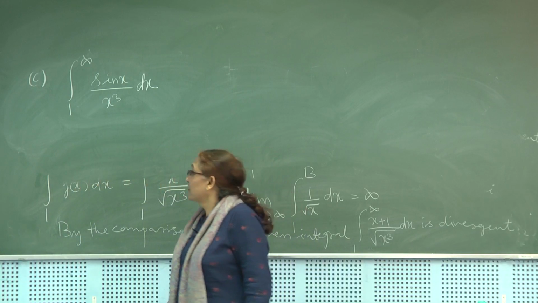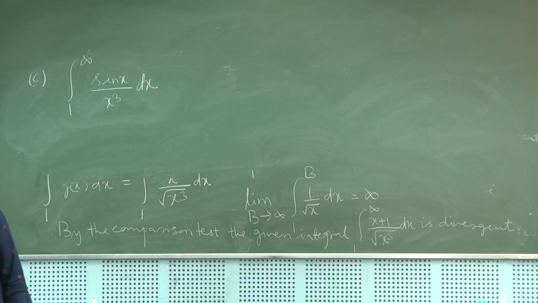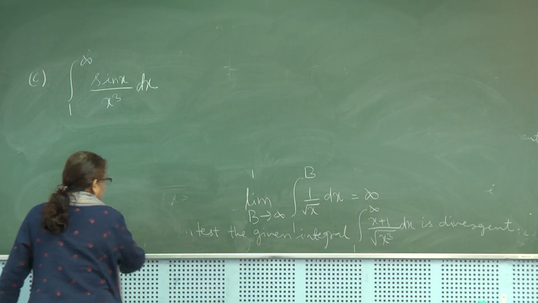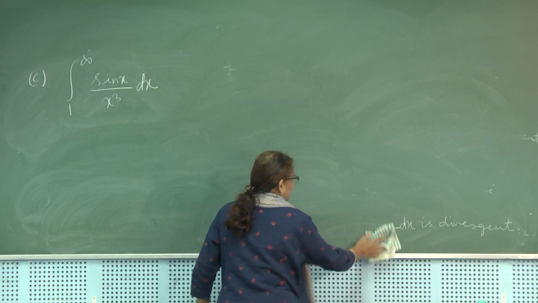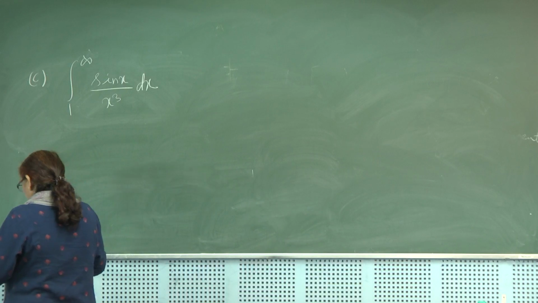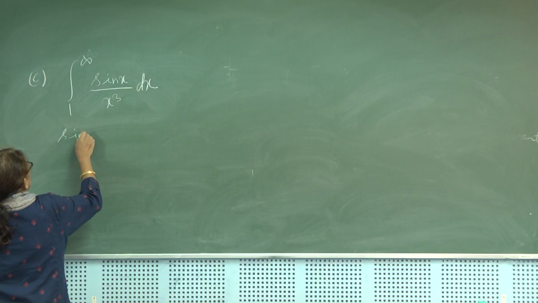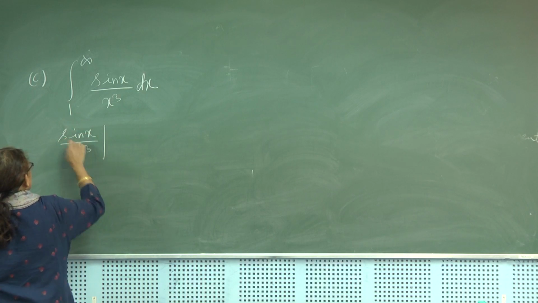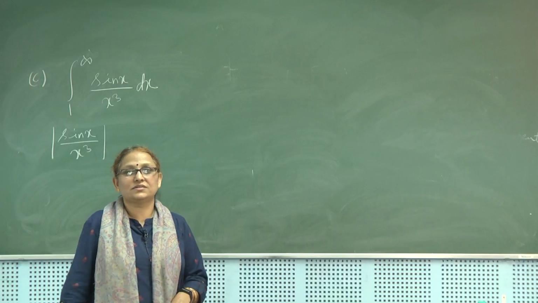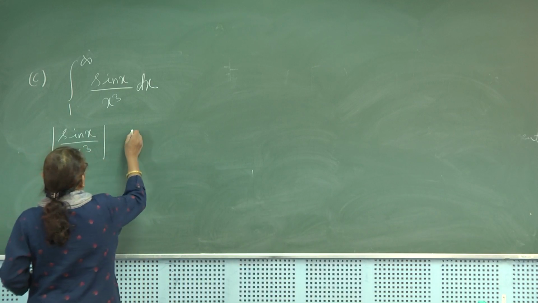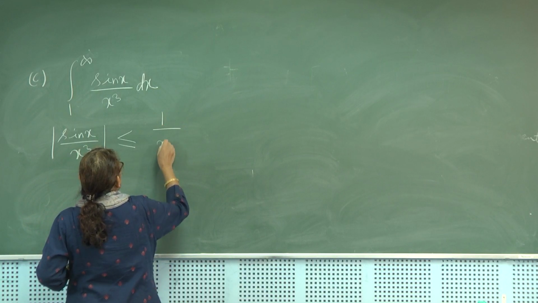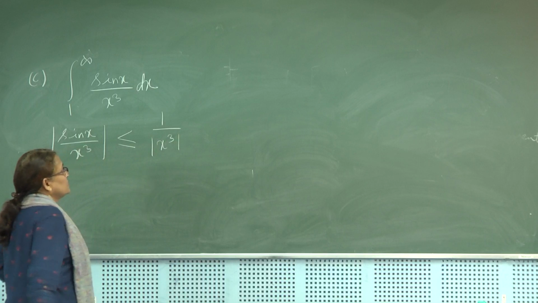So, for the convergence of this improper integral, we are considering the third comparison test, the third bit of the comparison test I had written. Well, in this case, for this integrand sin x by x cube, if we consider its absolute value, the absolute value of sin x is less than or equal to 1. So, therefore, we get that this is less than or equal to 1 upon the absolute value of x cube.